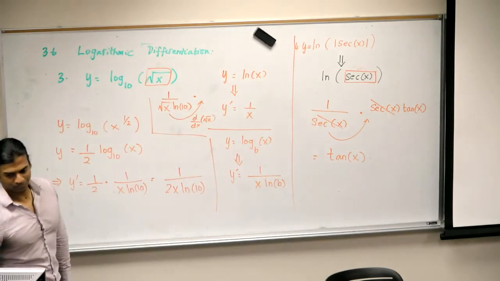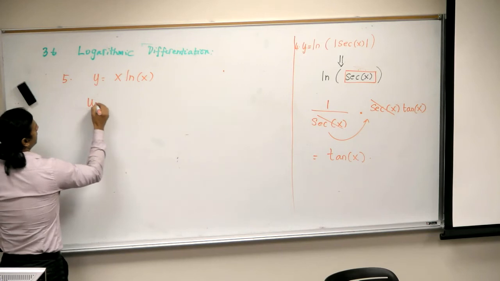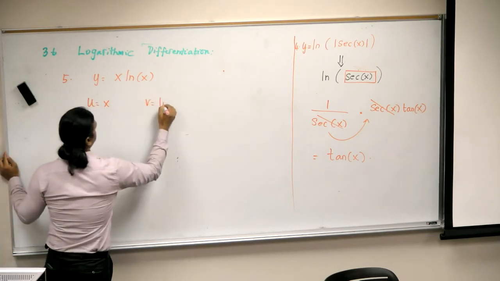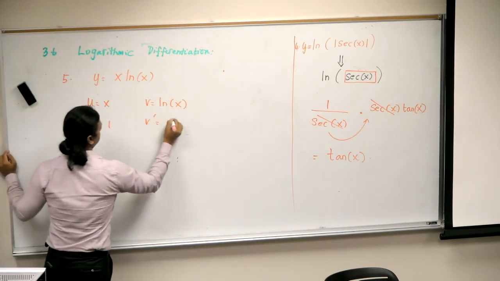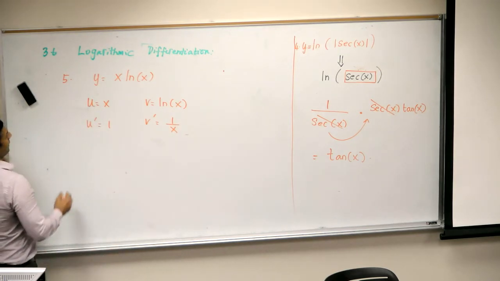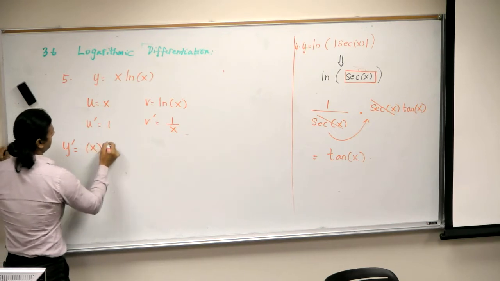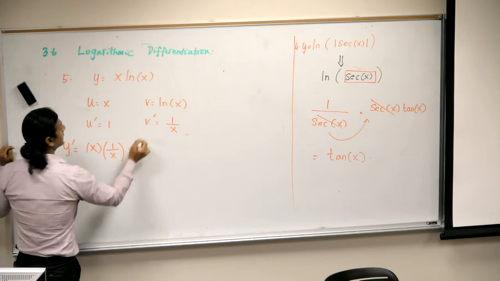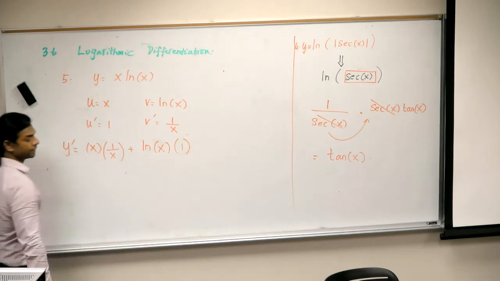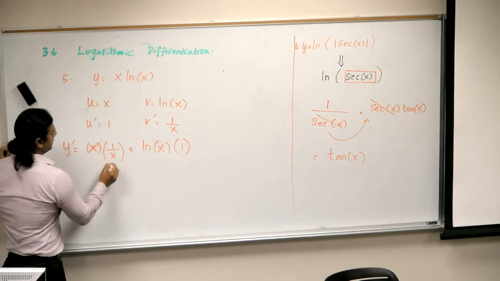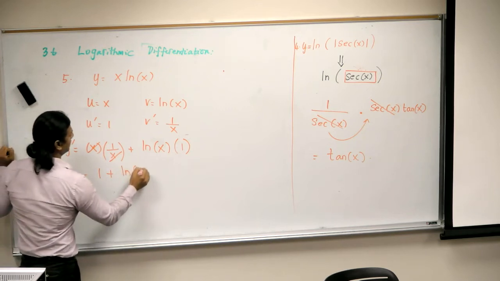Good. This is what 5 hours is. We have to use the quotient rule. So if u is x, v is ln of x, u prime is 1, v prime is 1 over x. So y prime is v times u prime minus u times v prime, over v squared. The x's will get cancelled, so we have 1 plus ln of x.